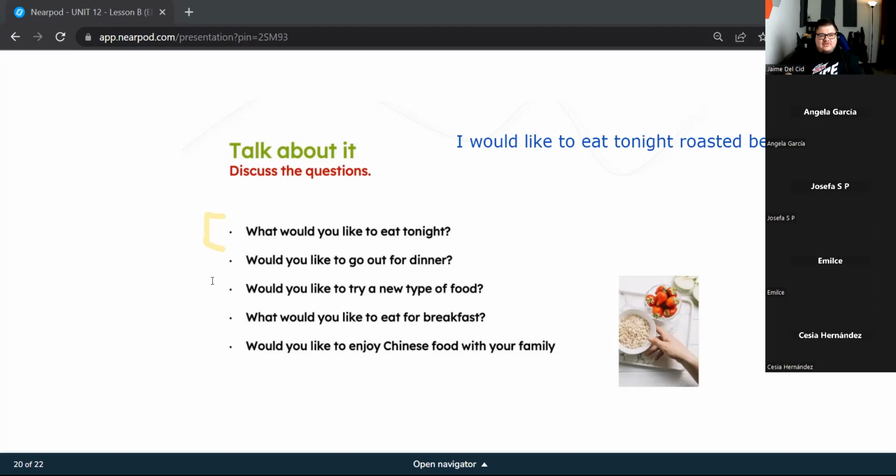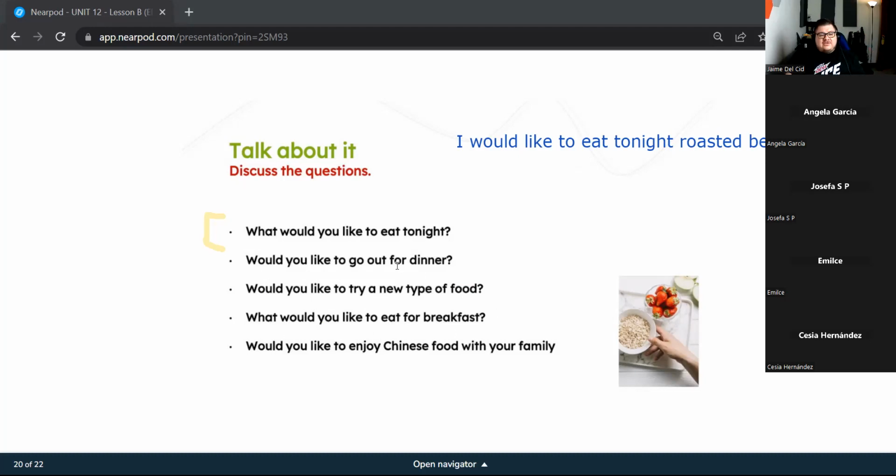So let's think about what's the homework. So the homework will be the other four, okay? So what would you like to eat? Sorry, would you like to go out for dinner? Would you like to try a new type of food? What would you like to eat for breakfast? Would you like to enjoy Chinese food with your family?